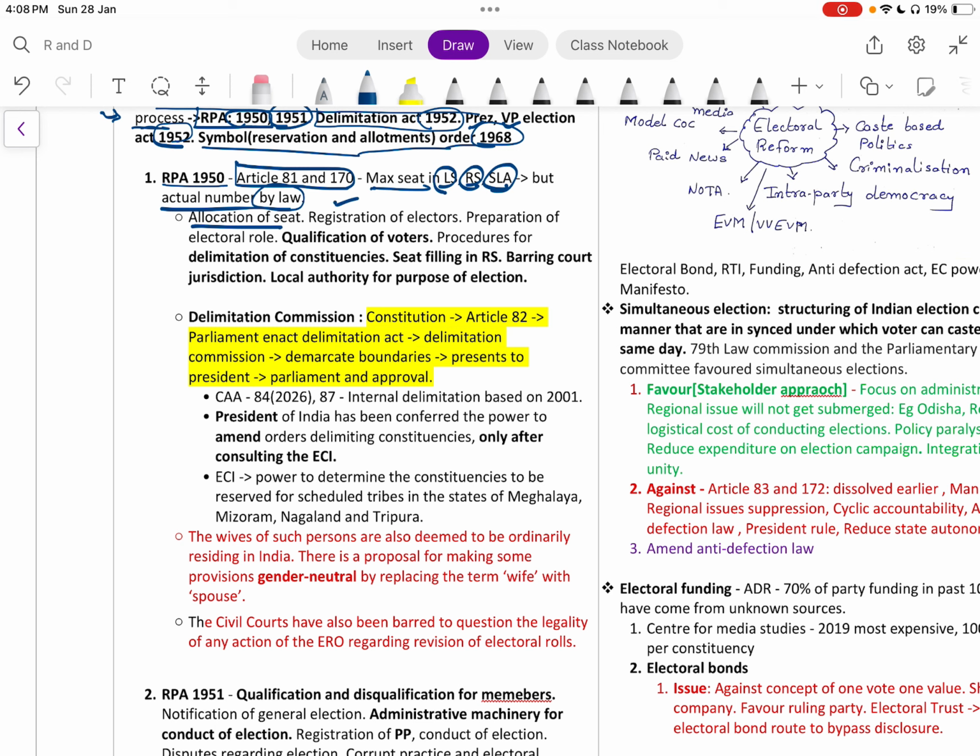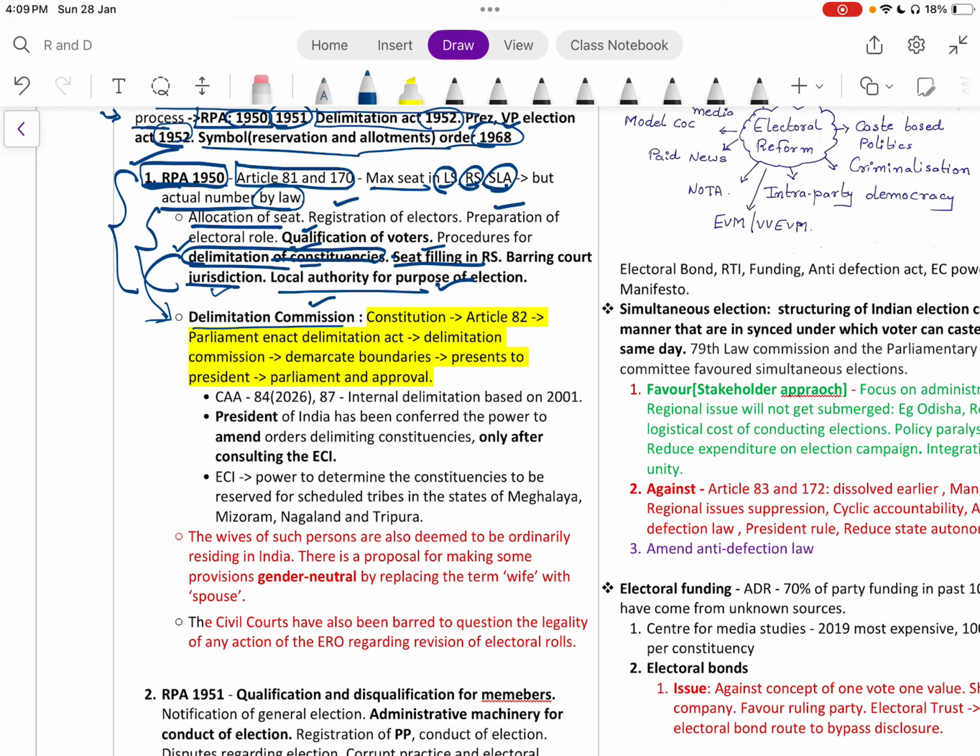registration of electors, preparation of electoral roll, qualification of voters, procedure for delimitation of the constituencies, seat filling in Rajya Sabha, court jurisdiction, local authorities for the purpose of election. So everything that is required before an election to take place. What are the prerequisites? What is something that is required? So these are pre-requirements. It is taken into consideration in this RPA Act 1950. One such is the delimitation of the constituency. We will look at this in further detail.